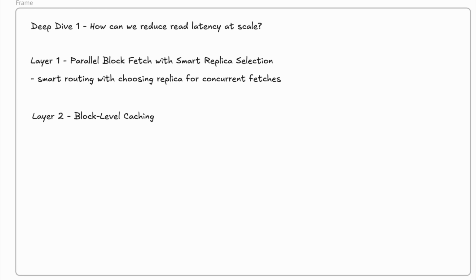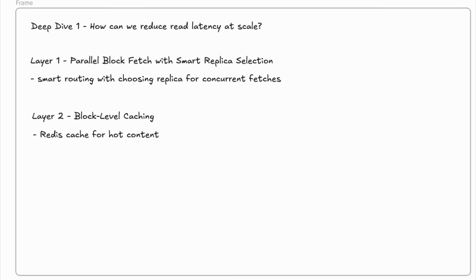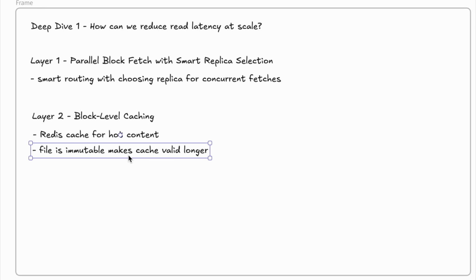Imagine the file service node has a small in-memory L1 cache for recently accessed blocks. On top of that, we layer in a larger SSD-based L2 cache, maybe using Redis, RocksDB, or even local disk. This is perfect for hot content, things like model checkpoints, frequently accessed logs, or user profile pictures.